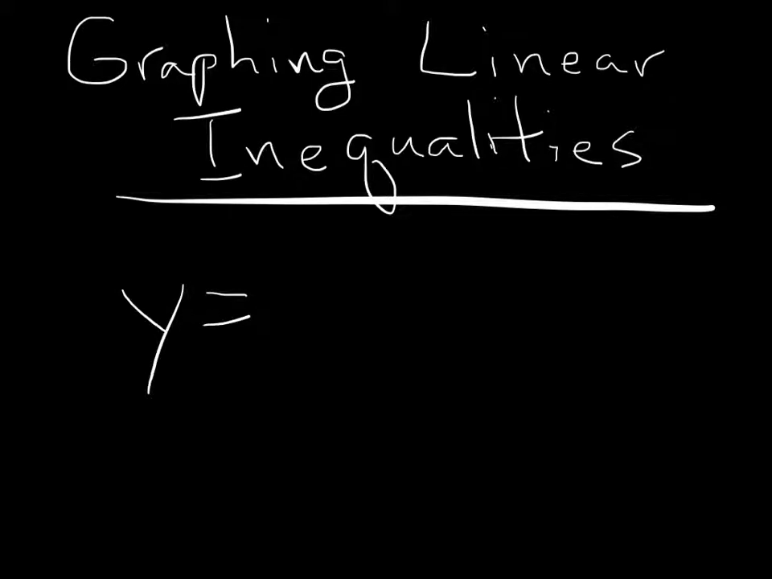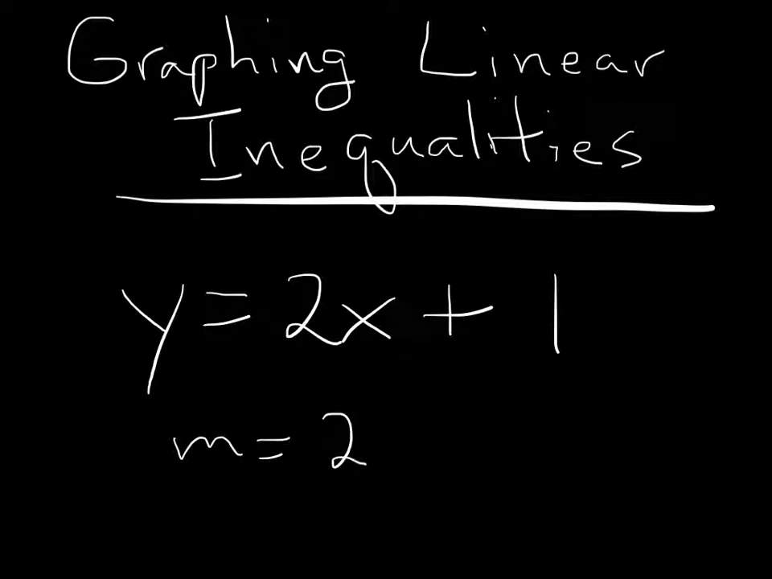Y equals 2x plus 1. Now you should recognize this as being slope-intercept form. We have a slope of 2 and we have a y-intercept of 1. Now this is a regular equation, and if we were to graph this, we would start at the y-intercept of 1 and use the slope of 2, and we'll take a look at that.